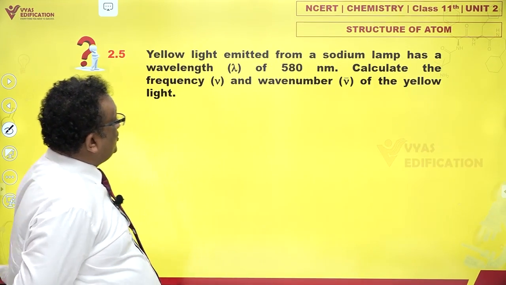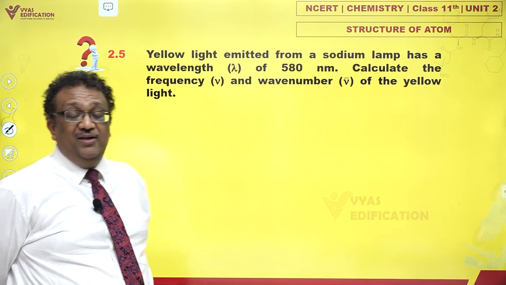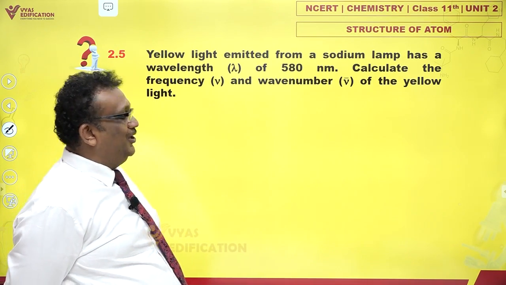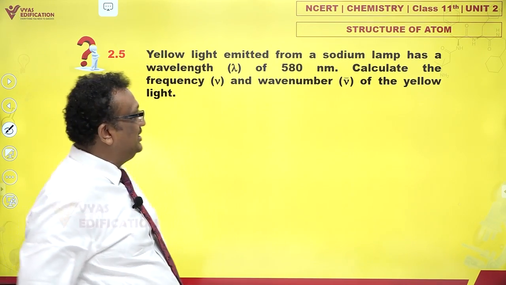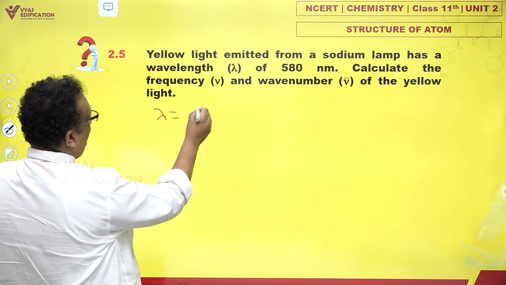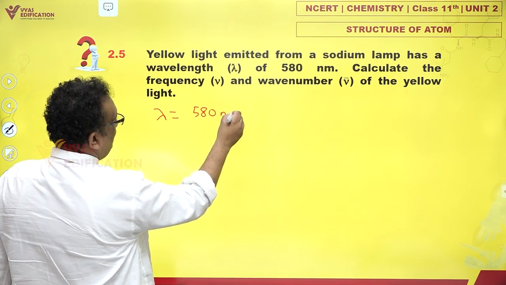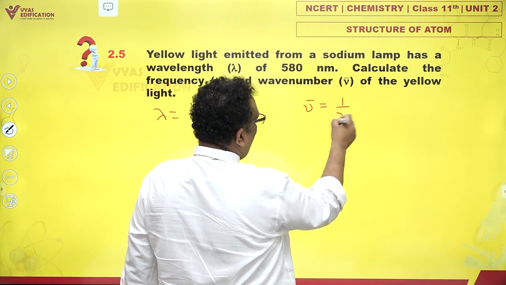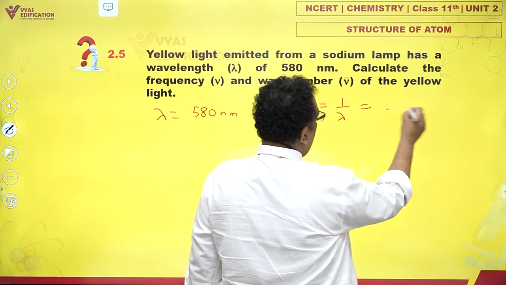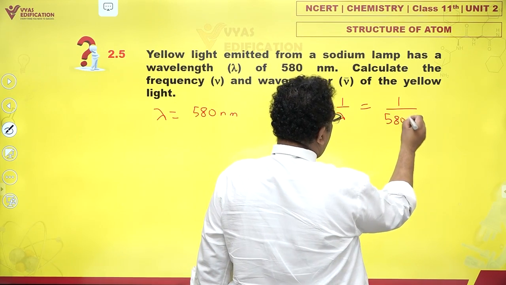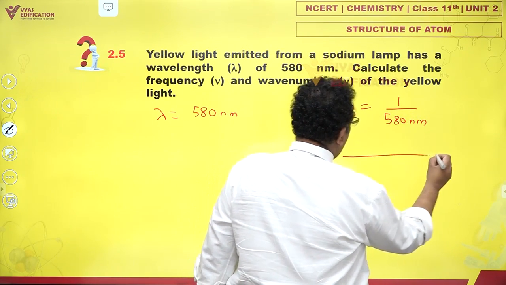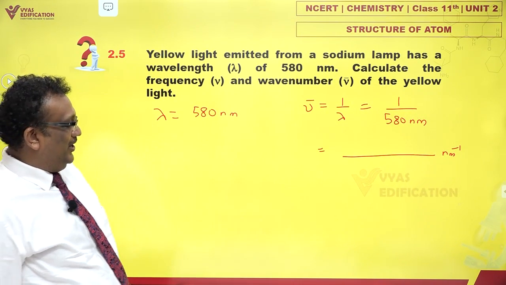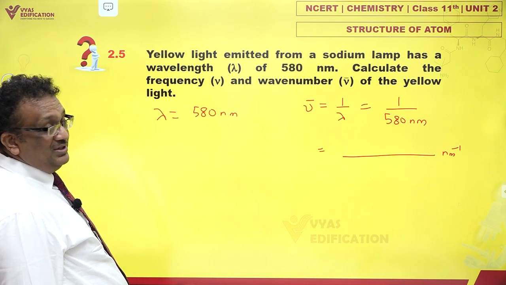Yellow light emitted from a sodium lamp has a wavelength lambda of 580 nanometers. Calculate the frequency and wave number of the yellow light. How do we do this? See, wavelength lambda is given to me as 580 nanometers. Fine. Wave number nu bar is simply 1 by lambda, which is 1 upon 580 nanometers. We just have to calculate this. That would be the wave number. Okay. What about the frequency?